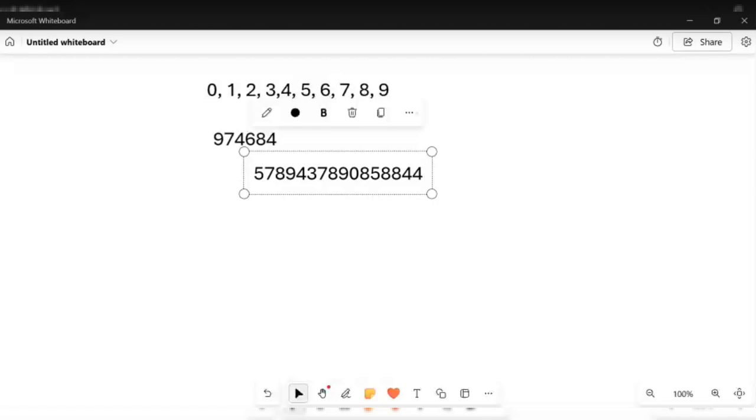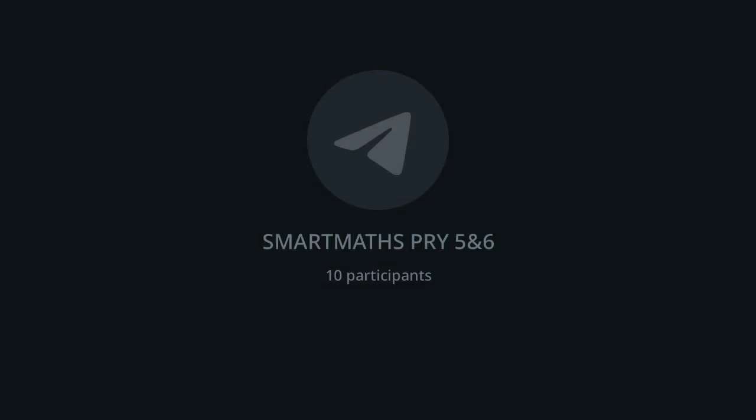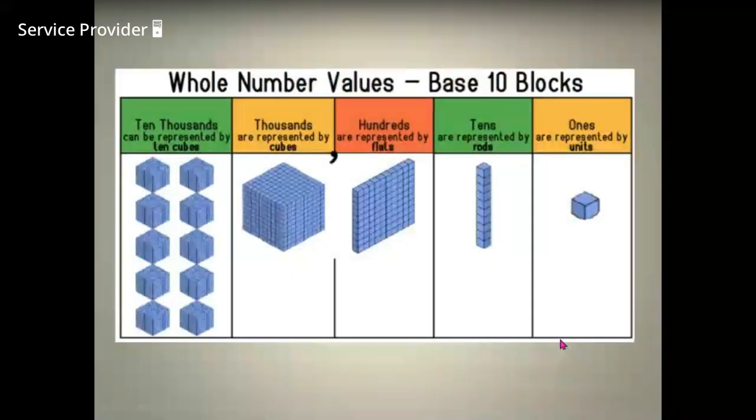Going back to my slide now. So now that it has been established what digits are and what numbers are, when we talk about whole numbers in terms of place values, we talk about them from the right to the left. The very first number at the right is always regarded as either ones or units.